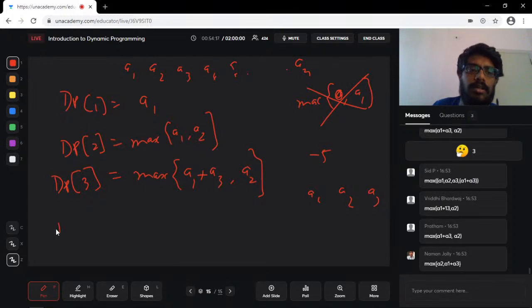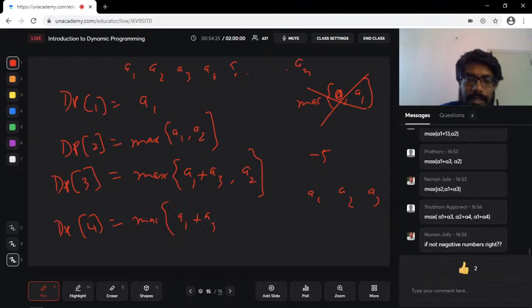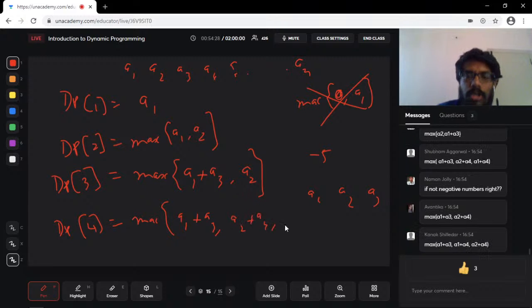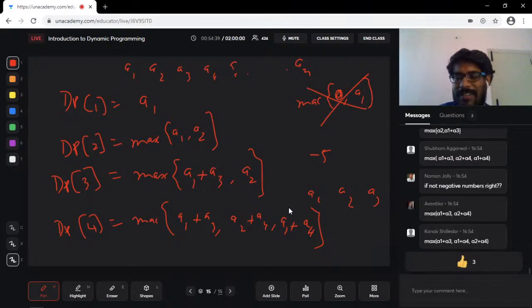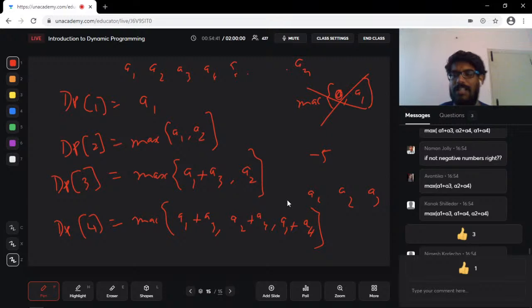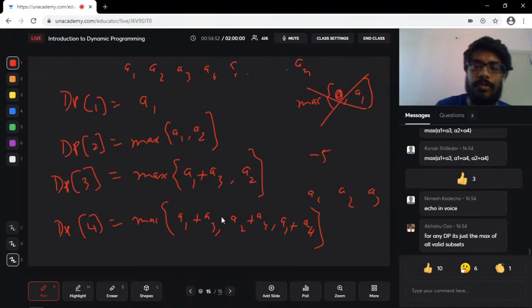What is dp of 4? Yeah. So it's max of a1 plus a3, or a2 plus a4, or a1 plus a4. This is just the example we saw earlier. And now try dp of 5. You'll see that even dp of 5 becomes slightly complicated. Till now it was pretty easy, but as you go larger and larger, the number of subsets that you need to consider is large. So all this manual effort will be totally pointless.